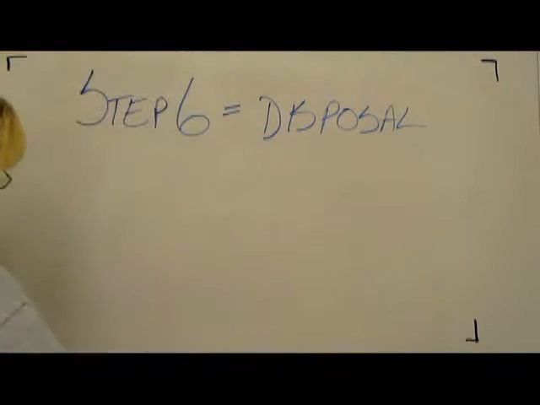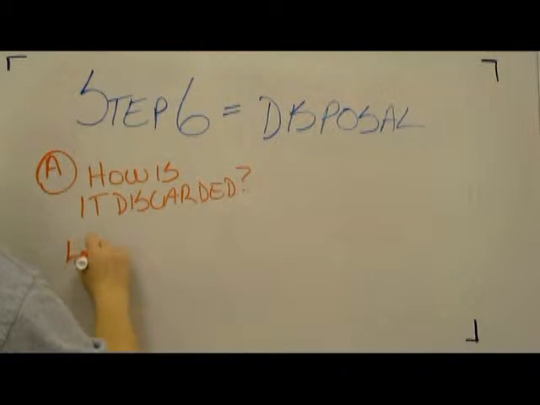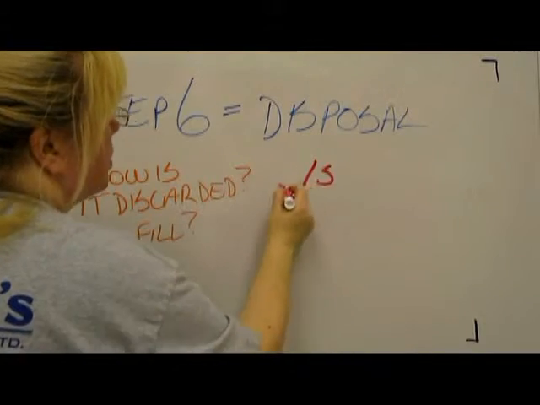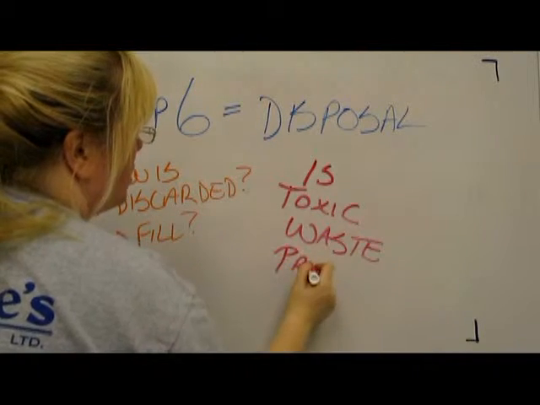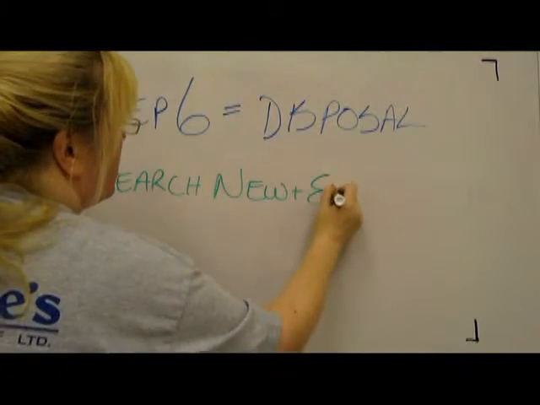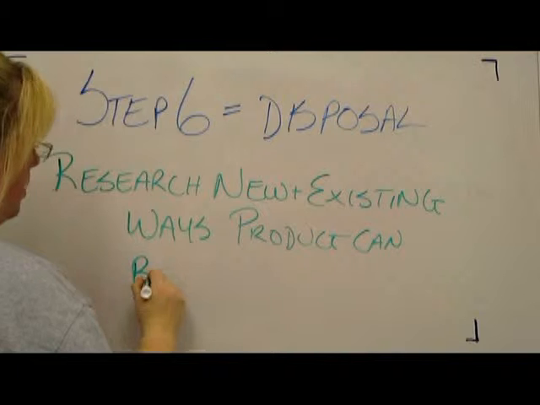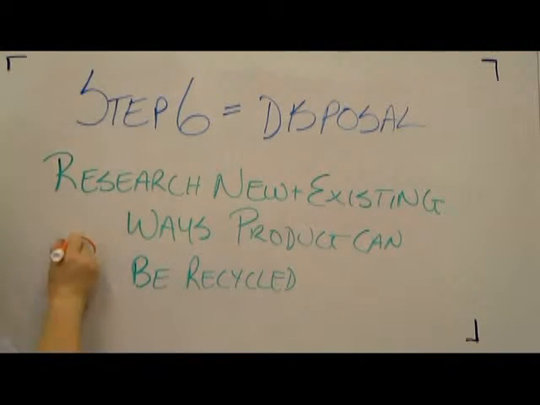So step number 6 is disposal. How is this discarded? Does it go into a landfill? Is toxic waste produced from this? And they're going to research existing and new ways products can be recycled. So what's available now? What could we do? These are things they're going to be thinking about.